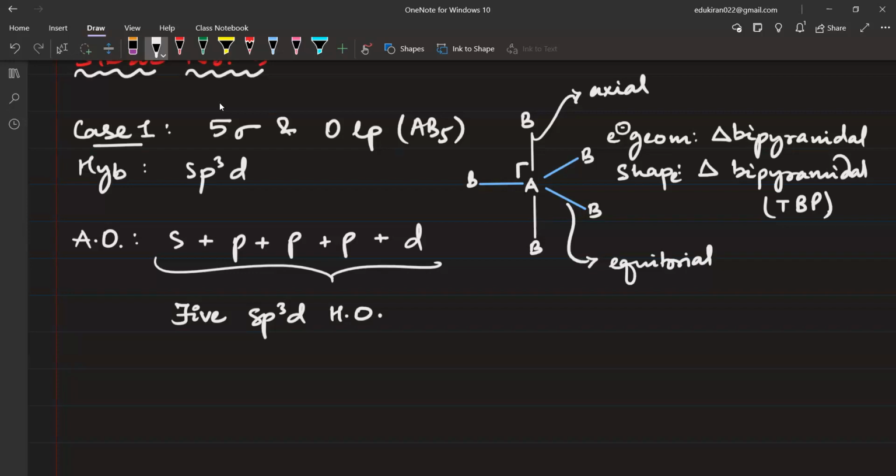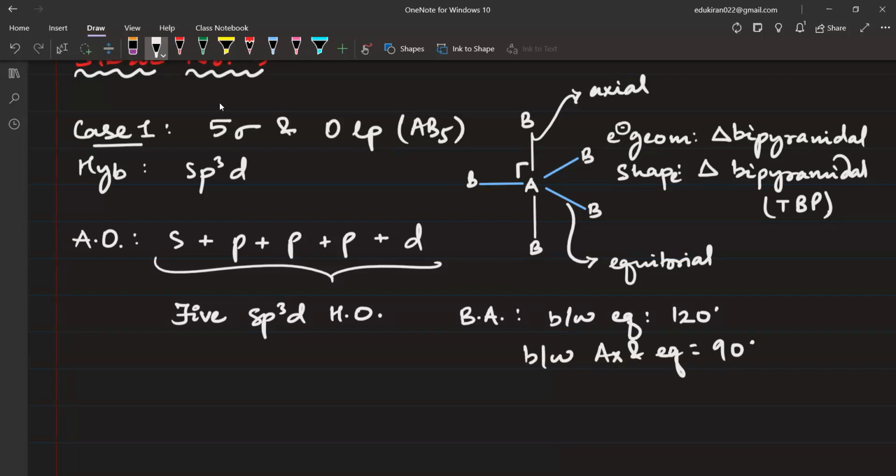So if I ask about the bond angle, between the equatorial blue bonds it is 120 degree. And between axial and equatorial, it is equal to 90 degree. All of you got this? Yes or no? Please tell me. Yes, sir. Anji, got it?